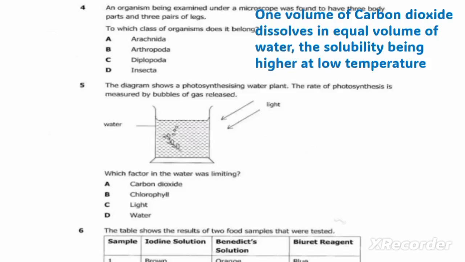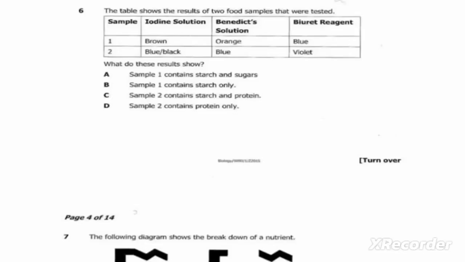Carbon dioxide is capable of dissolving in water. Carbon dioxide can dissolve in water and be accessed by the plant given in the water. So the one that is limiting is light. We shift to the next question, which is question 6.